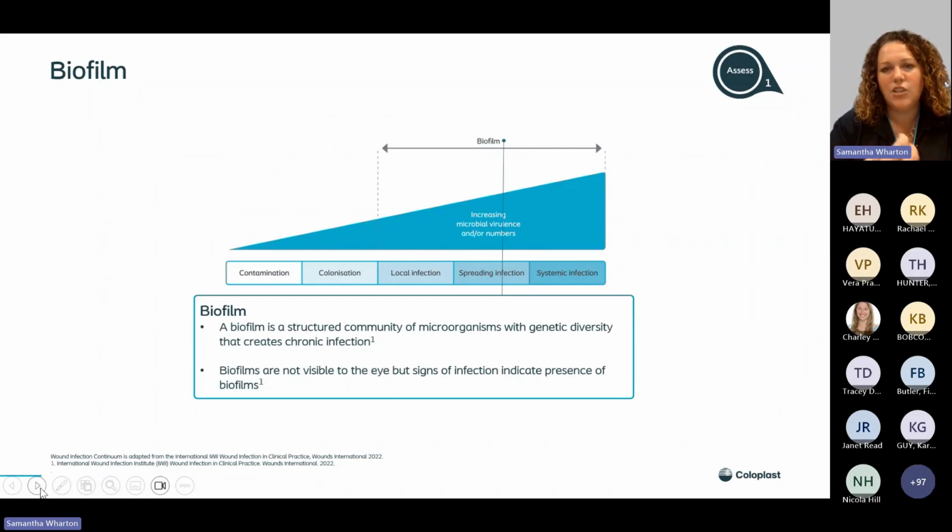Biofilms aren't visible to the eye, but we know that their presence is there if that wound's become quite static. It's just not progressing, and the signs of it are also very similar to the local signs of infection. The wound's not progressing, it's deteriorating. The wounds are stuck in that inflammatory state, so there's lots of exudate present. These are all signs that a biofilm is present.